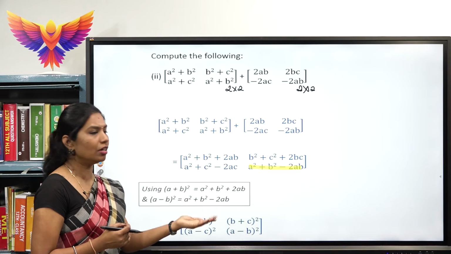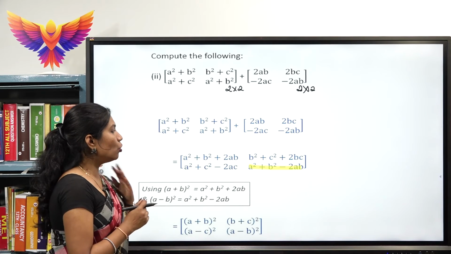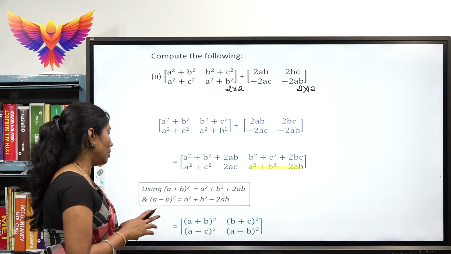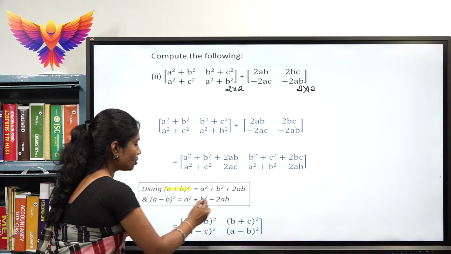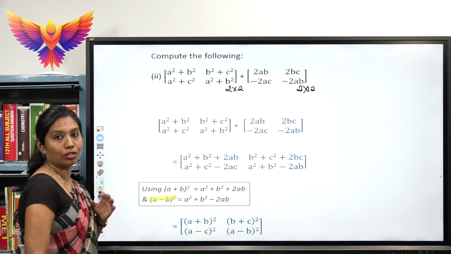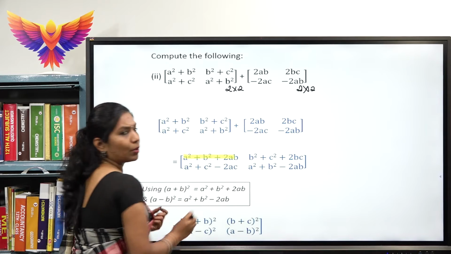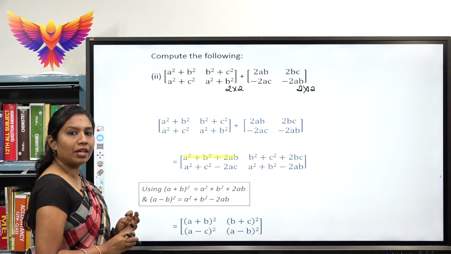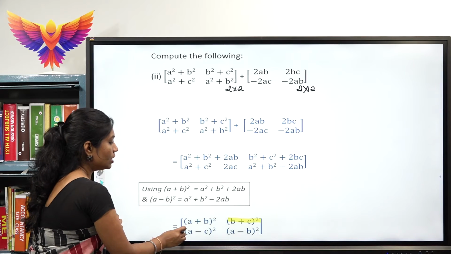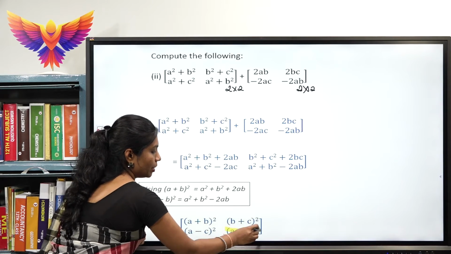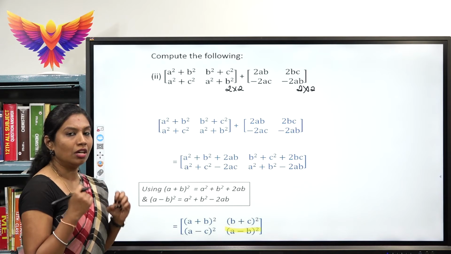Now, we all are familiar with the formula we have already learnt in our school days. We know that a square plus b square plus 2ab is nothing but a plus b the whole square. The same way, a square plus b square minus 2ab is nothing but a minus b the whole square. I will be using the same thing here. Instead of keeping it in this form, I will be writing it as a plus b the whole square, b plus c the whole square, a minus c the whole square and a minus b the whole square, just using the formula that you have already studied in your lower classes.